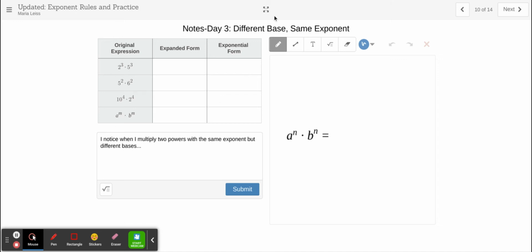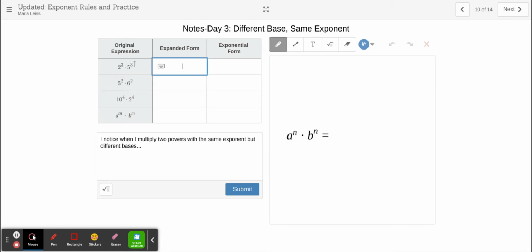All right, now let's take a look at what happens when our bases are different, but our exponent is the same. So before, when our bases were the same, we kept the base the same and added the exponents. Now this is going to be a little different because I can't keep the base the same because I have two different ones, but I can keep the exponent the same.